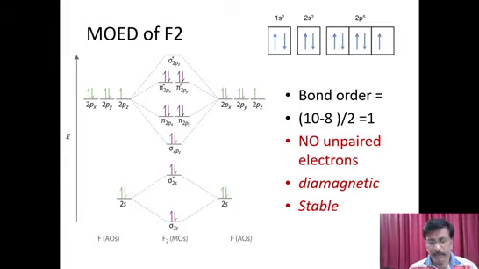So F dash F, we generally represent like F dash F. This is diamagnetic in nature because it doesn't have any unpaired electrons there. Therefore, it is diamagnetic. It won't show any paramagnetism. And bond order is 1. So it has stability also. The molecule is quite stable.